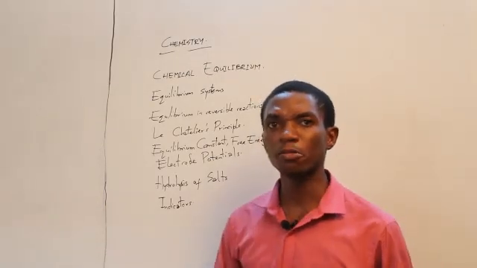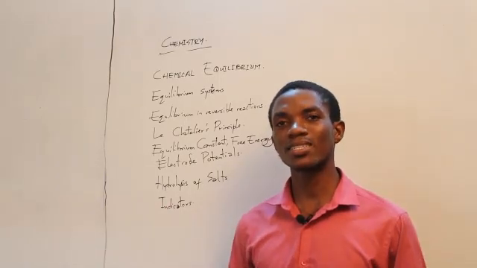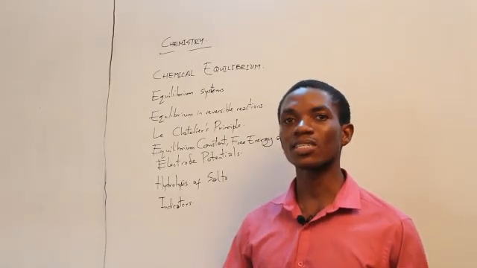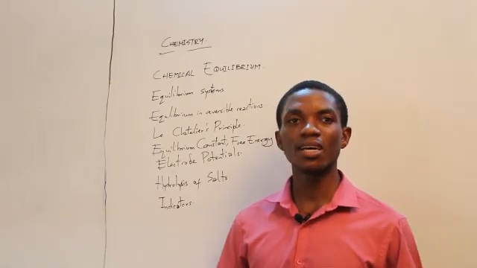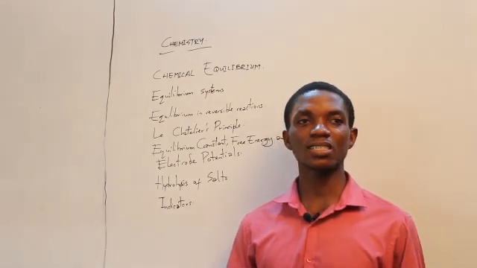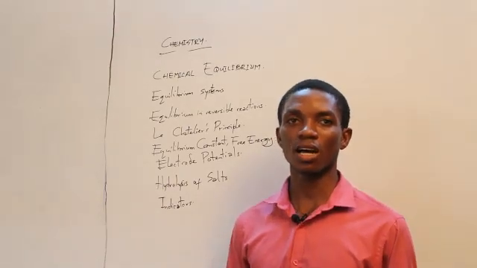So when we talk about equilibrium, it simply means a balance. It's a balanced system. When we talk about an equilibrium system, it means a system where there is a balance. There is an input, there's an output, and there is a steady balance maintained between the input and the output.